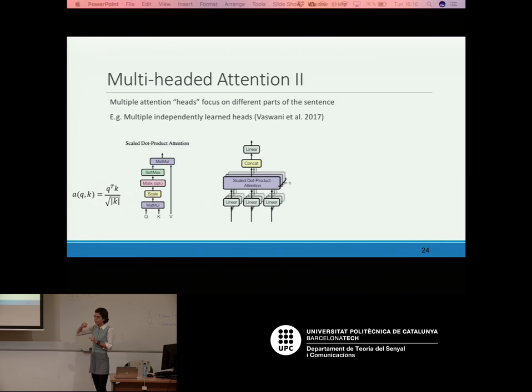So it's no longer a sequence. You are doing it at the same time, okay? This is more easily to parallelize, okay? That's the main objective of this multi-headed attention.